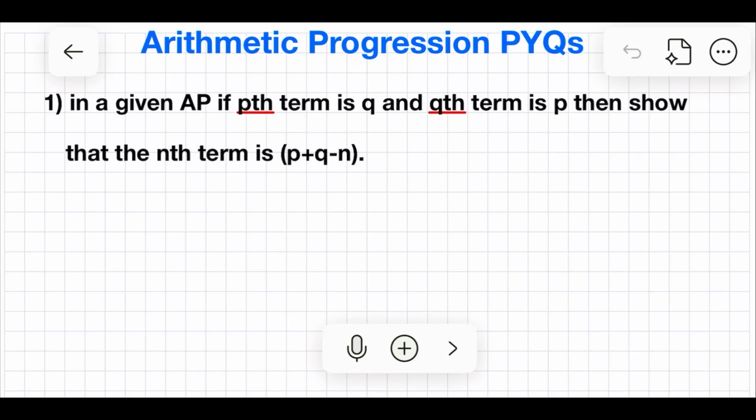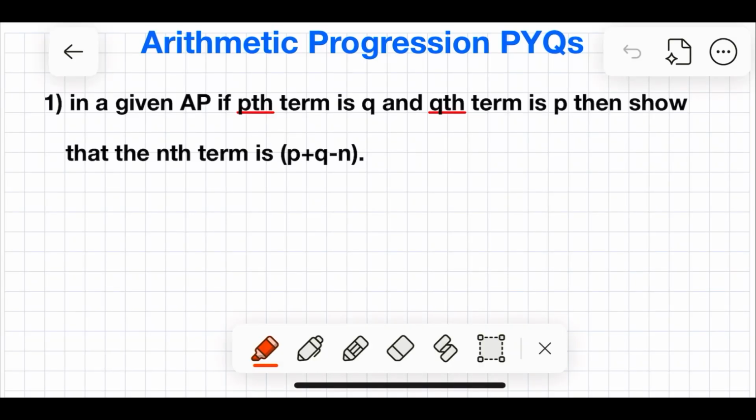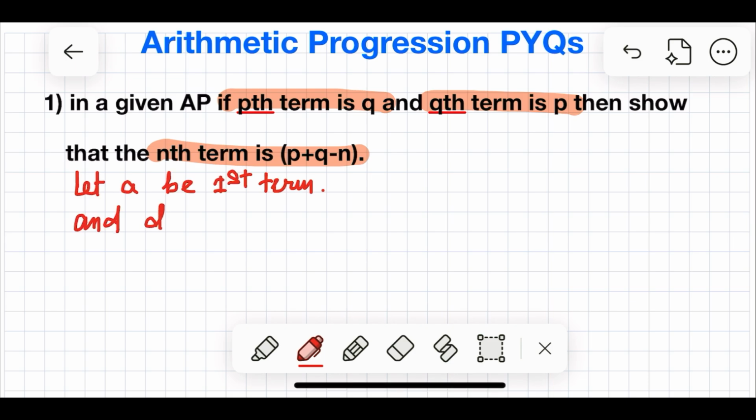These two AP questions can easily score you full marks in the board exam if you know the right method. If pth term is q and qth term is p, then show that nth term is p plus q minus n. Let a be first term and d be common difference.